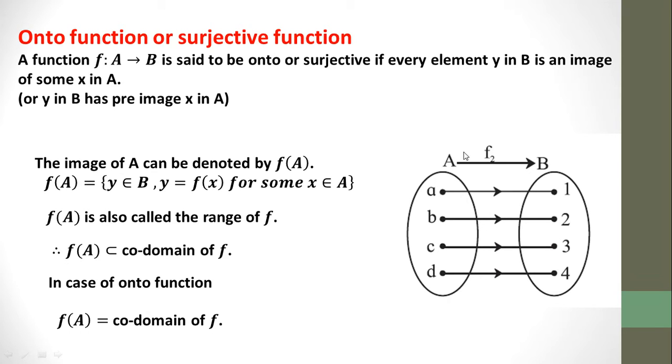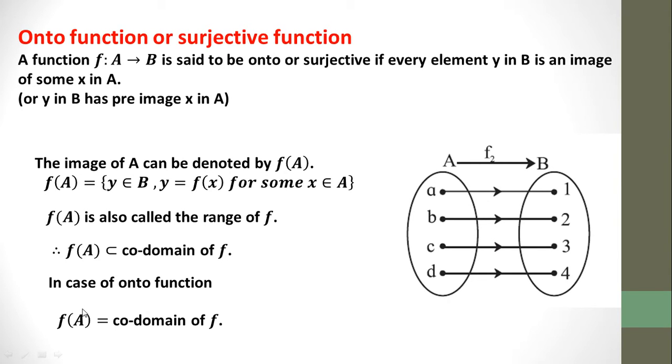Now if you observe this diagram, this function is also a one-one function. By the definition of one-one, A is related with 1, B is related with 2, C is related with 3, and D is related with 4. Every different element has different images. So this Venn diagram is applicable for one-one as well as, in particular, for onto function also.